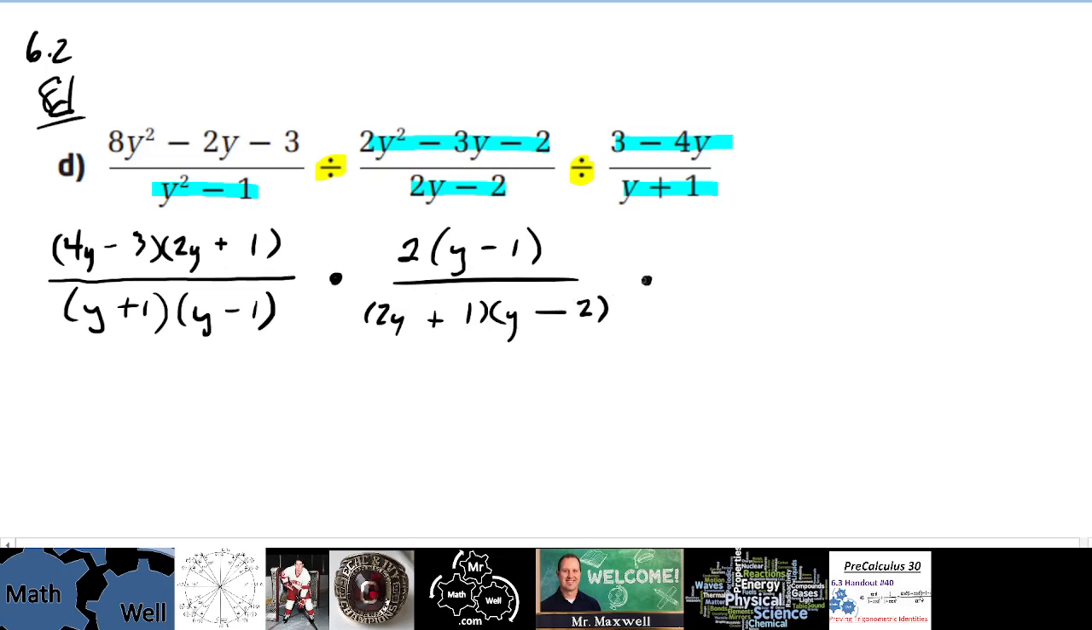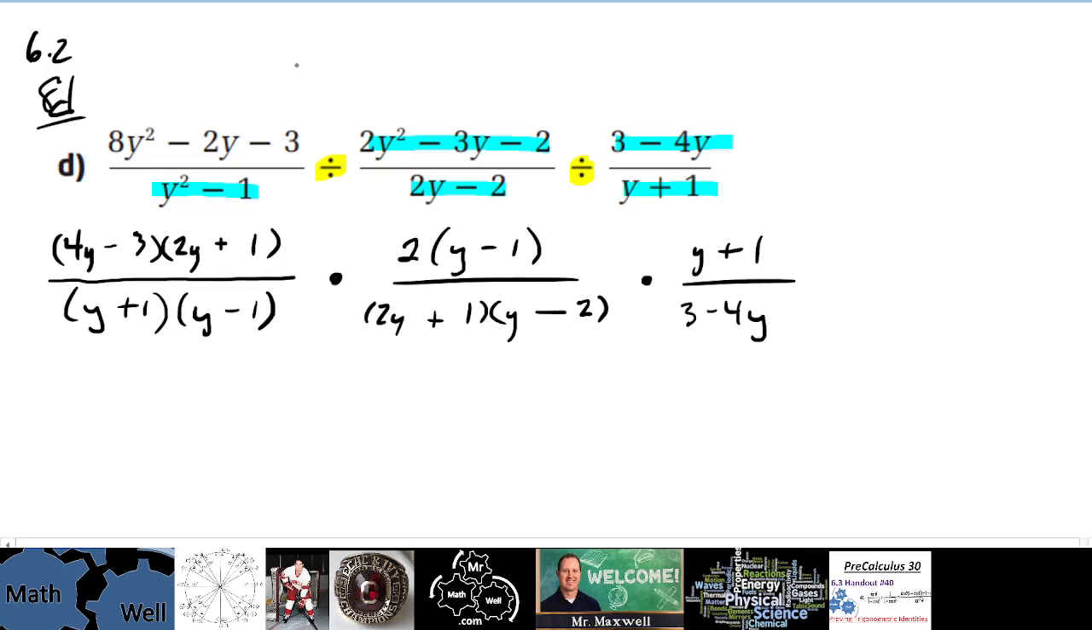All right, and then multiply again. I'll put this y plus 1 up top, and I'll put the 3 minus 4y on the bottom. Can't factor those really any. Okay, so that's looking good to me. Is that looking okay to you guys? You guys double check my work here.